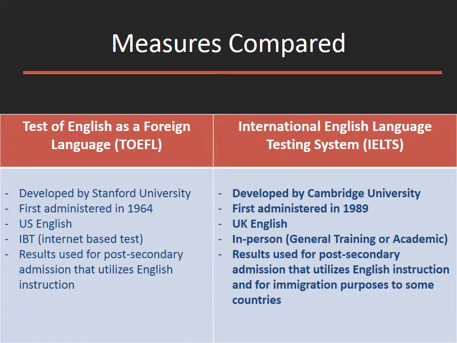Now referencing the IELTS, we notice it was first developed by Cambridge University in the United Kingdom. It was first administered in 1989, and because of its origin, asks its questions in UK English. The test is done in person, and there are two different forms for this test, the general training form as well as the academic form.